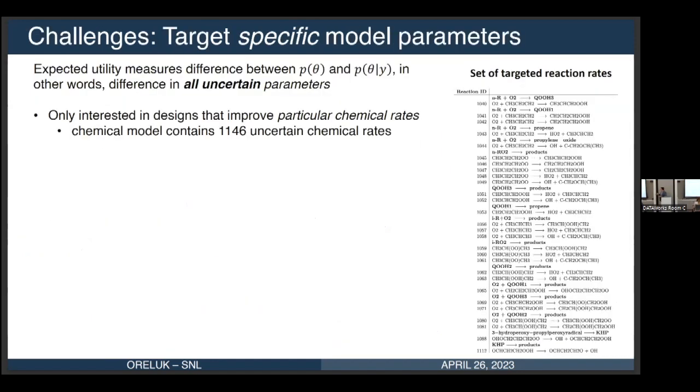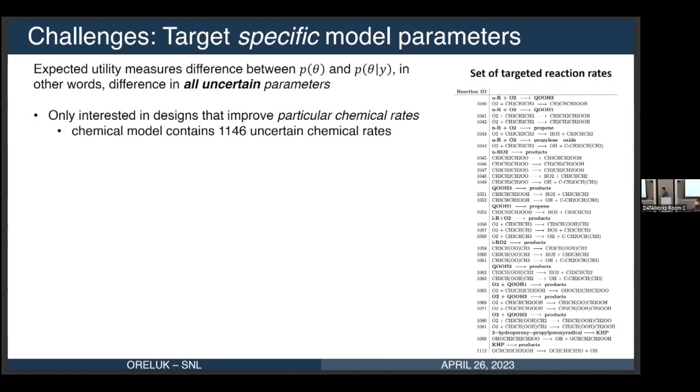Okay, the last challenge I'm going to talk about before showing results is that everything I've discussed so far dealt with looking at changes from prior to posterior. We're quantifying how valuable an experiment is by changing these densities, but we really don't care about changing the entire density, because in our particular case, we have something like 1,100 different uncertain reaction parameters going into our model. We only care about some; we want to find designs that improve some of those parameters. On the right-hand side is our target set of reactions, about 25 of them. So we're trying to find experimental designs that target these parameters, to learn them, not the whole density being shifted.